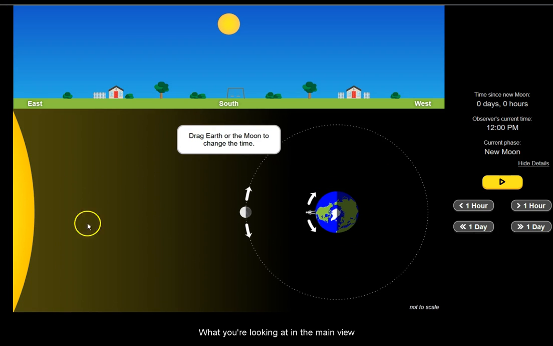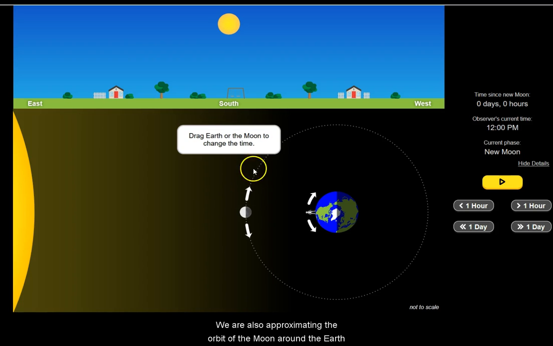What you are looking at in the main view is a model representation, not to scale, of the Sun, Earth, and Moon. The simulation is from a simplified view looking down from above the North Pole of Earth. We are also approximating the orbit of the Moon around the Earth as circular. Again, these are simplifications.